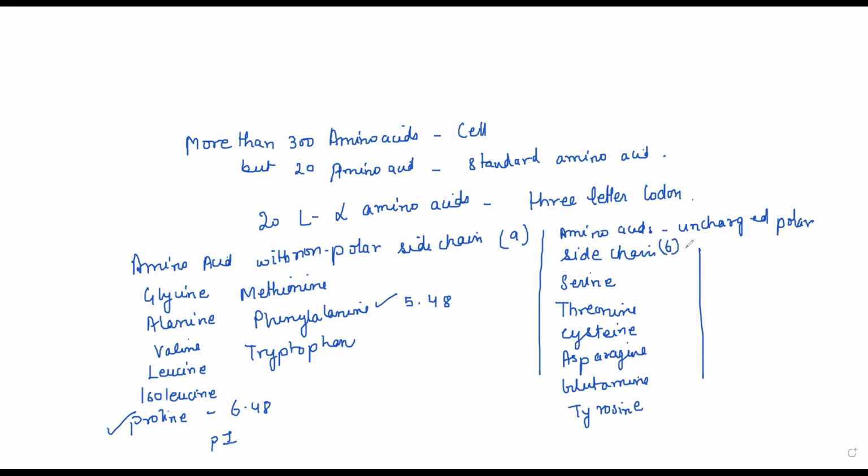Then we have amino acids with charged polar chains. They are 5 in number: aspartate, glutamate, lysine, arginine, histidine.